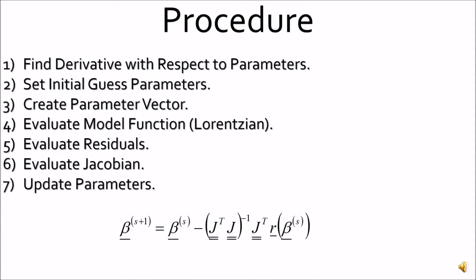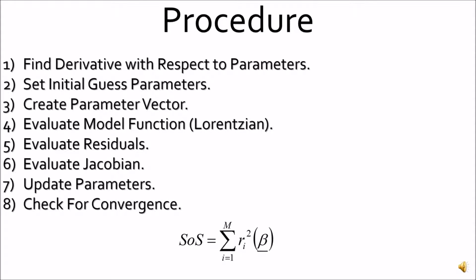And then the next step is to carry out some matrix algebra indicated by this function here, which will allow us to update the parameters. So we have our initial column vector beta superscript s, and then by carrying out some algebra using the Jacobian matrix and the residual function, we can then evaluate a slightly more refined set of variables.